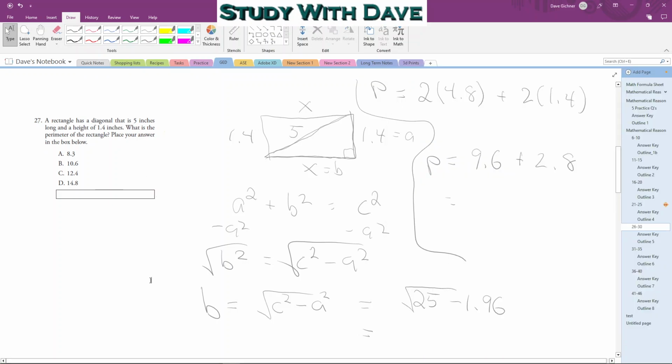And let's see here. So that should be the perimeter, where all sides are added up. And yes, it looks like the answer is C, 12.4.